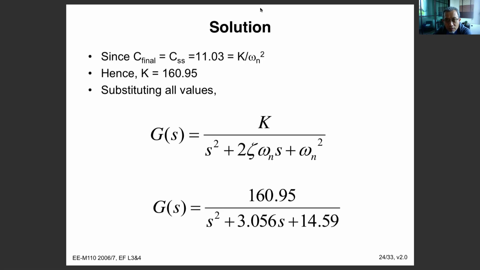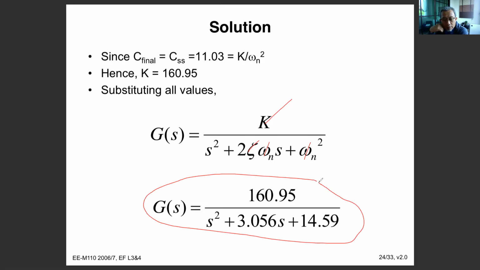Then you insert the K value, you insert the zeta value, omega n value, and omega n squared value. Finally, you get the mathematical model for the second order transfer function. So this is the mathematical model: 160.95 divided by s squared plus 3.056 s plus 14.59.